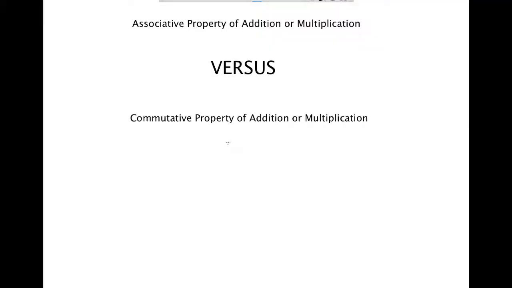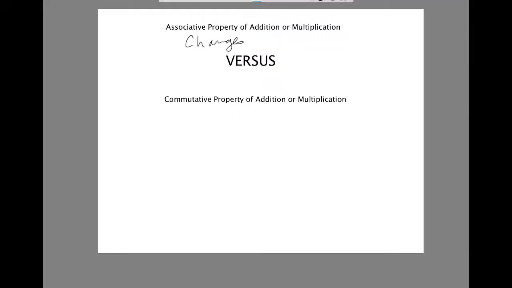But rather, this is one of the properties. When we're dealing with the associative property of addition or the associative property of multiplication, what we're really looking at here is a change in the order of operations. So the associative property of multiplication changes the order of operations.